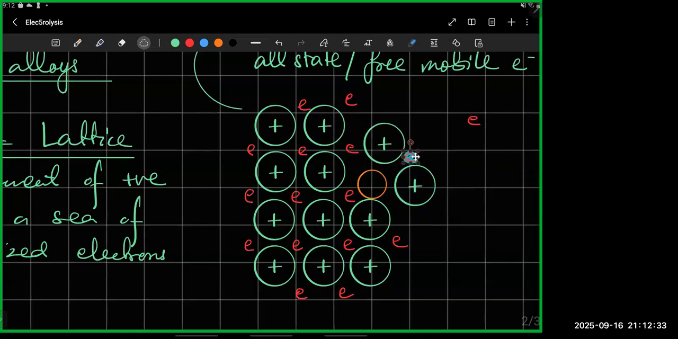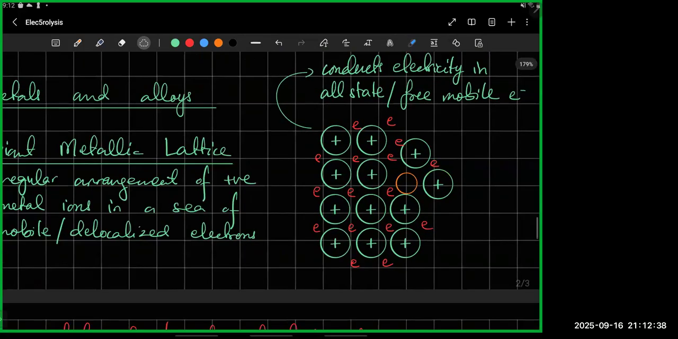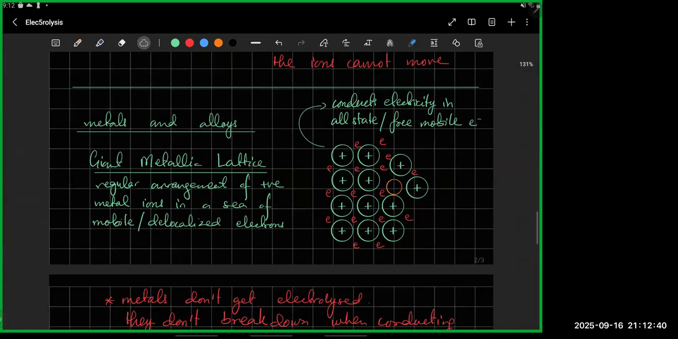Okay, electrons. The electrons are roaming around exactly the way they were before. So the only difference between an alloy and a metal is that, otherwise, the properties are the same. Alloys are just slightly stronger and slightly harder because of the irregular arrangement. The layers cannot slip and slide. So when you hammer it, it's so irregular that it's very hard for the ions to slip and slide. But anyways, the important takeaway is that metals and alloys will conduct electricity, but they'll never get electrolyzed.